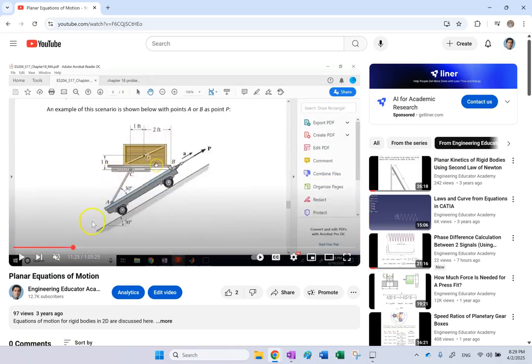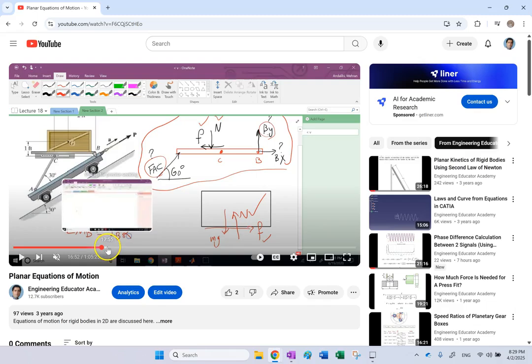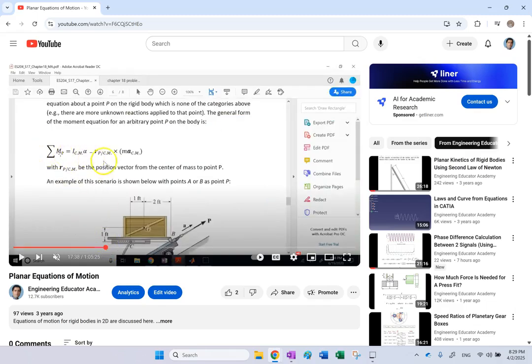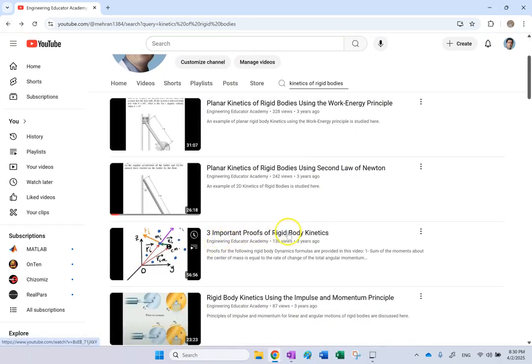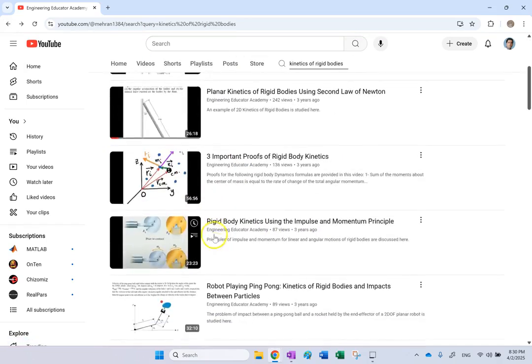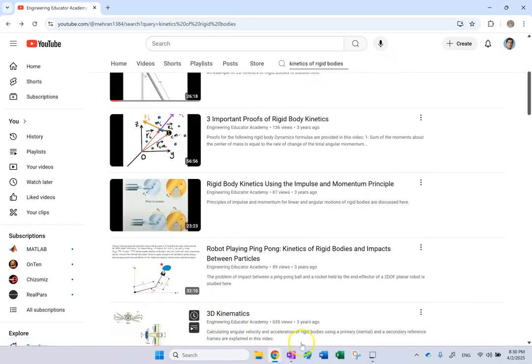And here I showed this cart as an example where you have a point where you want to take moment about a moving point. That's this relation here. I explained this relation, and in one of my other videos, I even proved why this equation is valid. If I go back here, it says 3 important proofs of rigid body kinetics. One of them is this formula. Here, as I said, I used it, and here I have explained why this formula is true.